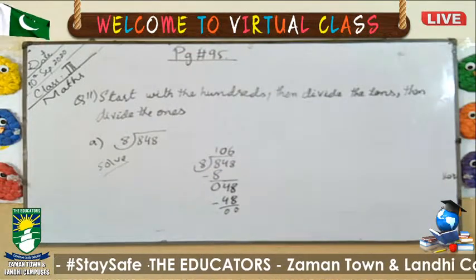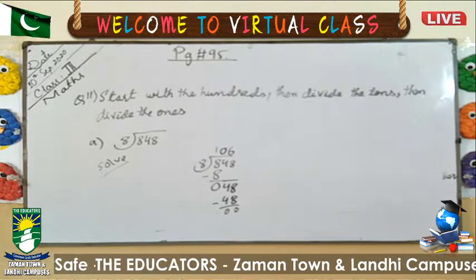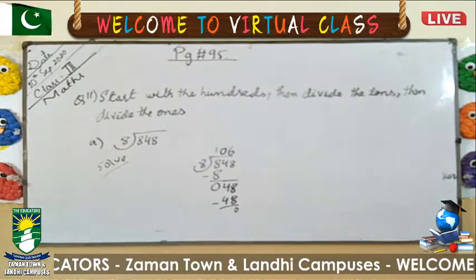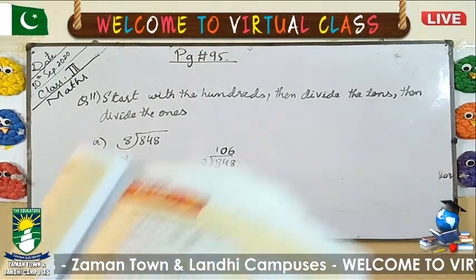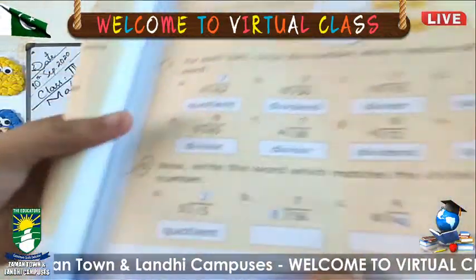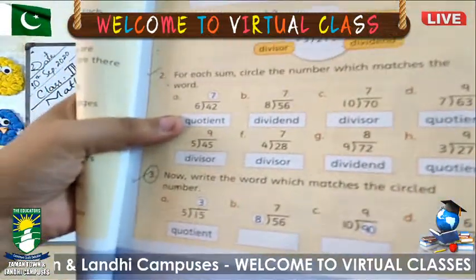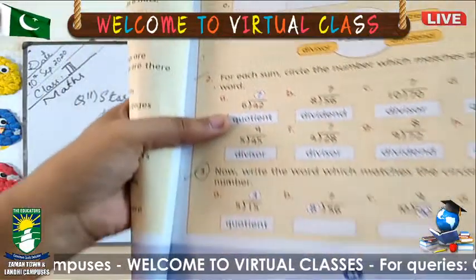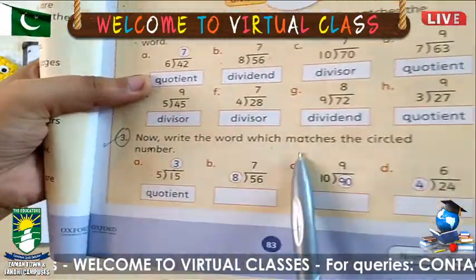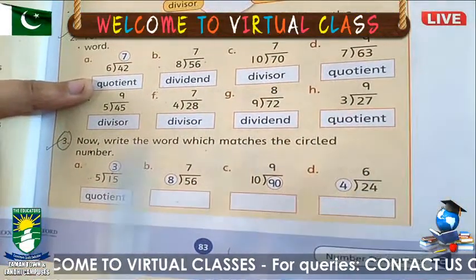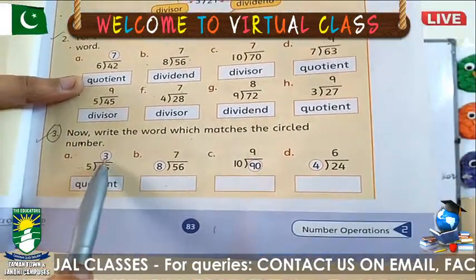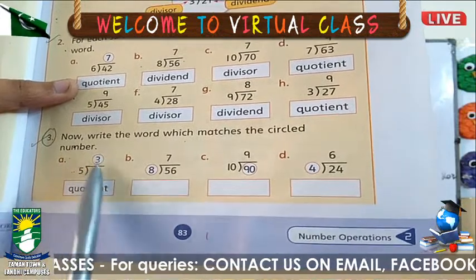Now the first one is page number 83. Okay, now this one, I have just told you which is the quotient, which is the remainder, and which one is the dividend. So now write the word which matches the circle. Here one has been solved in the book. Circle one is 3, so this is called the quotient.